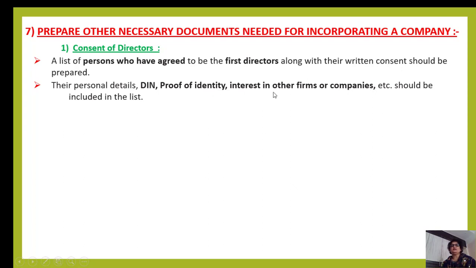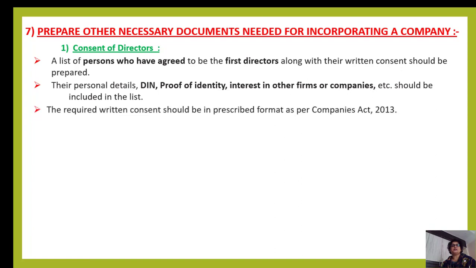And also interest in other forms of companies should be included in the last, taking all the details of those directors. The required written consent should be in the prescribed form as per the Companies Act 2013. So all the details, all the information, are written down in the format of the prescribed form as per Companies Act 2013. Okay, so first take the director's consent, and second, the details of manager and secretary.